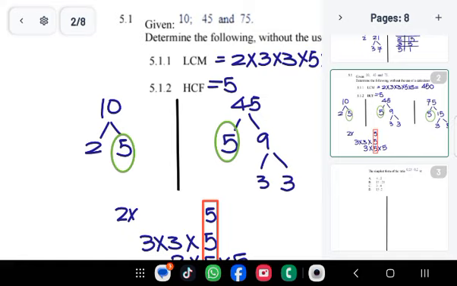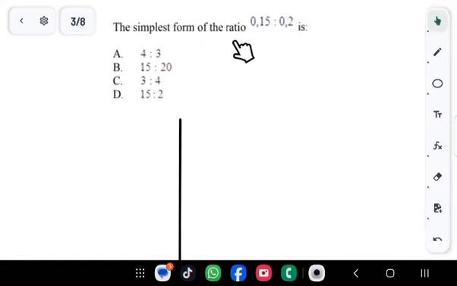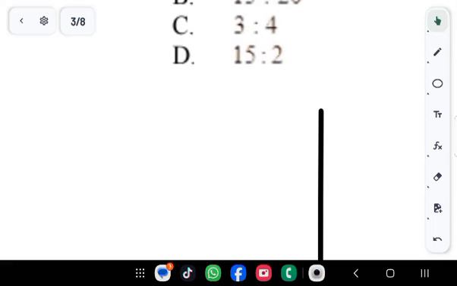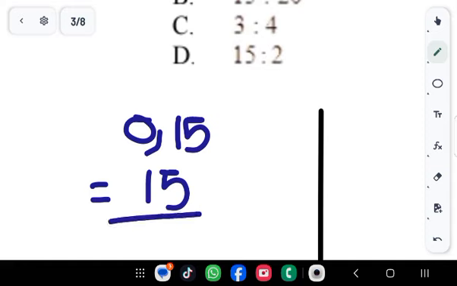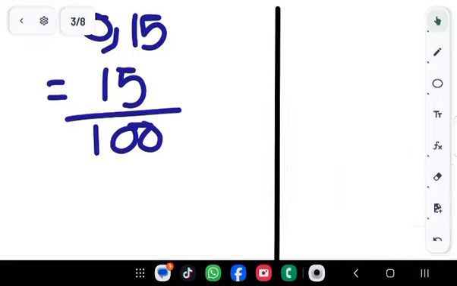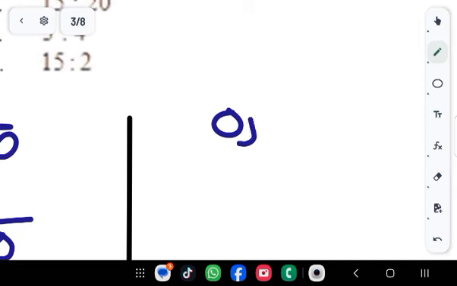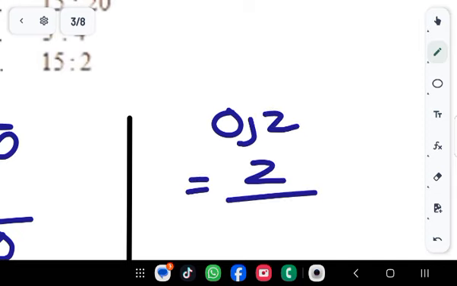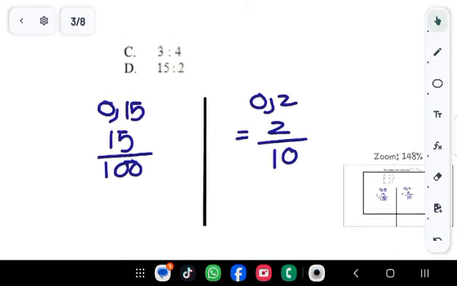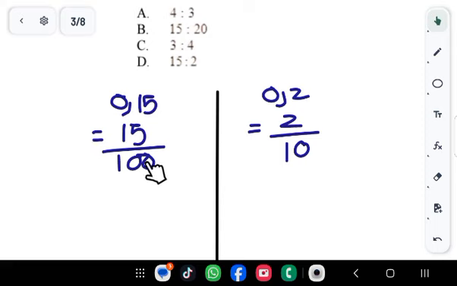Next question. The simplest form of the ratio 0,15 to 0,2. So what you do is you express all of those in terms of numbers. So that will be 15 over 1 and 2 zeros. Why? Because we've got 2 decimals after a comma. That's 15 over 100, and 0,2 is equal to 2 over 10, because it is 1 decimal after a comma. But we need to have them both be out of 100.